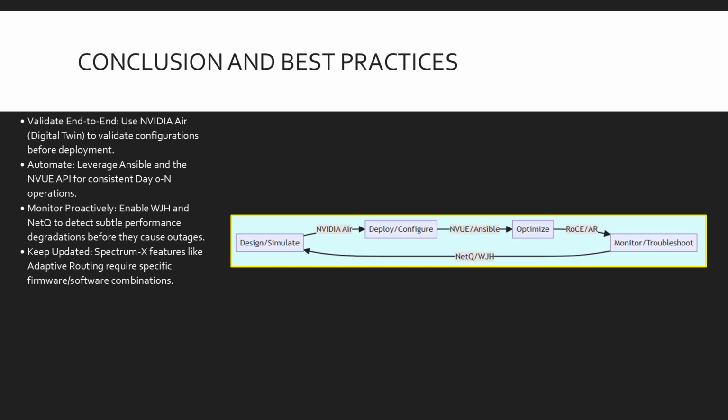To conclude, managing Spectrum-X effectively requires a lifecycle approach. Start by validating your designs in NVIDIA Air using a digital twin. Use Ansible and NVUE to automate your deployment to ensure consistency. Once deployed, rely on WJH for granular drop detection and NetQ for fabric-wide visibility. Remember, AI workloads are unforgiving of latency and packet loss.